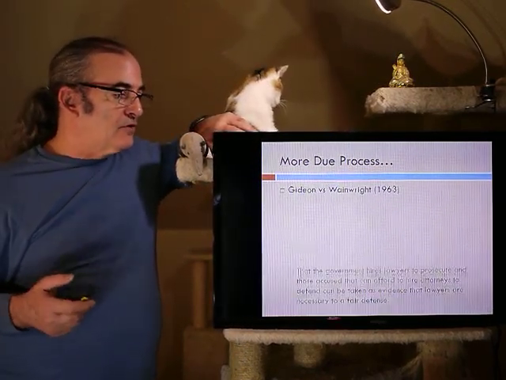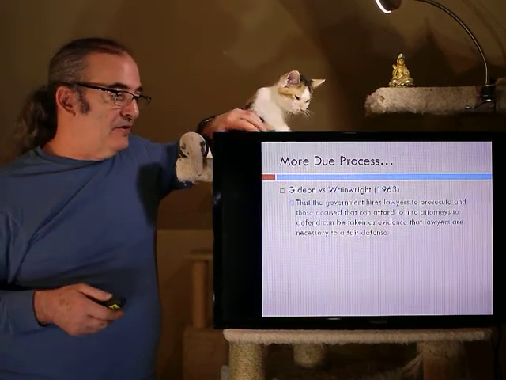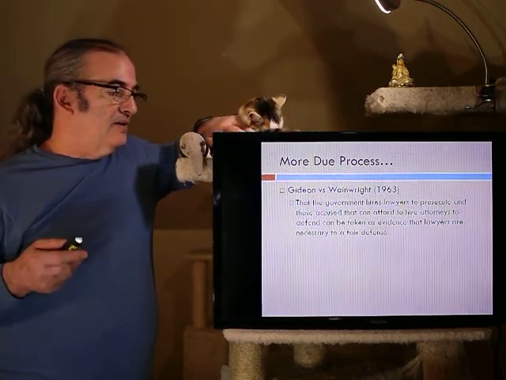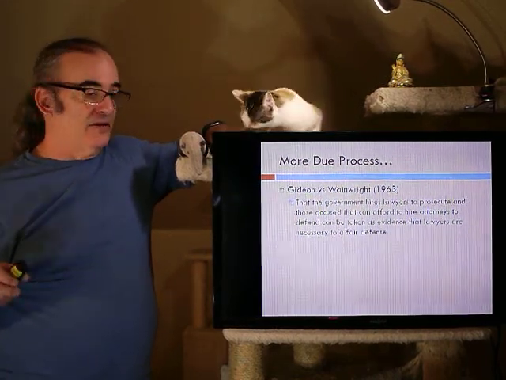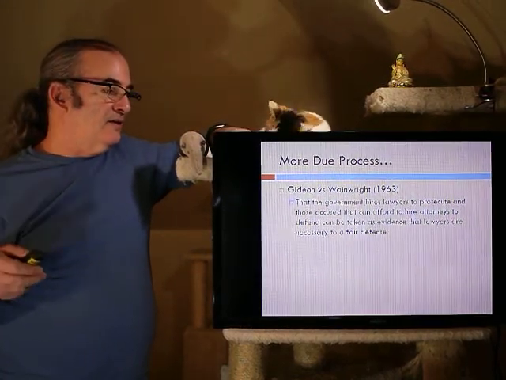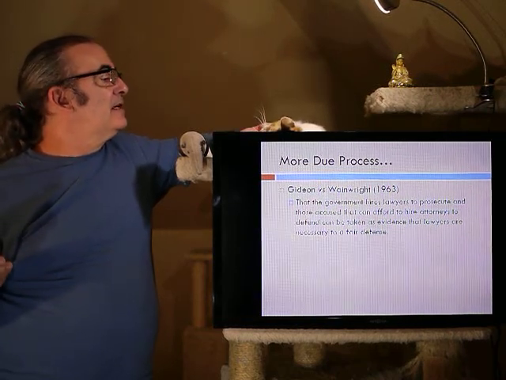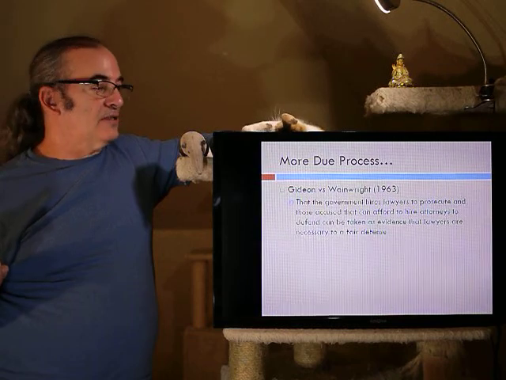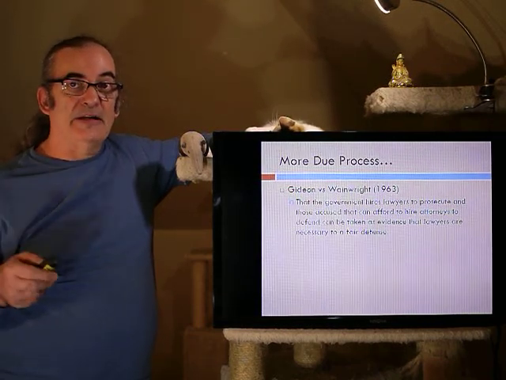What do we know? Gideon versus Wainwright. This is about getting you an attorney, right? So what do we have here? That the government hires lawyers to prosecute those accused that can afford to hire attorneys, right? To defend can be taken as evidence that lawyers are necessary to a fair defense. And by this handwritten plea submitted to the courts, we are now guaranteed a right to an attorney.